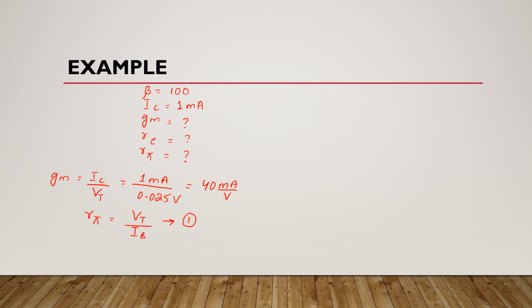Okay, now we know the value of thermal voltage, but we don't know the value of this base current. But we know the relationship between base current and collector current is given by this equation, and from this equation base current is equal to collector current divided by beta. Here this collector current is 1 milliamperes and we know that beta is 100. So after solving this you will get 10 microamperes. So now you have the value of base current IB.